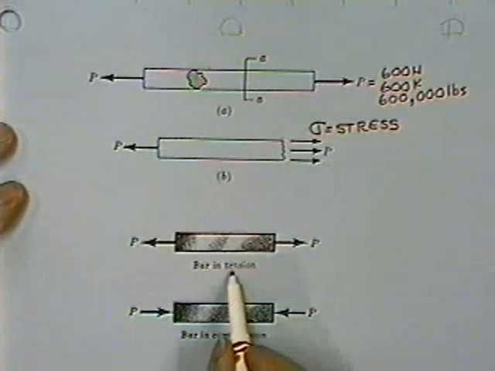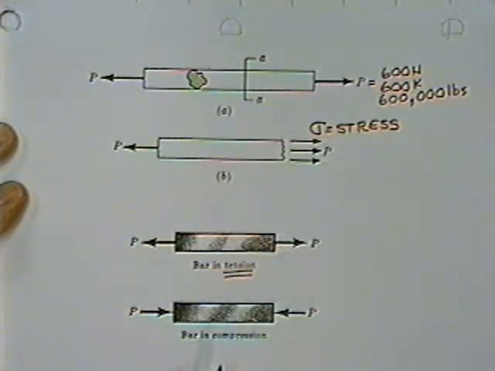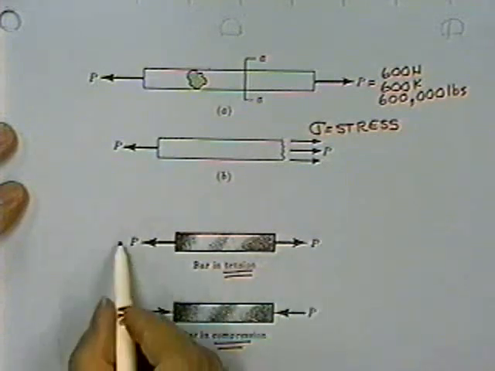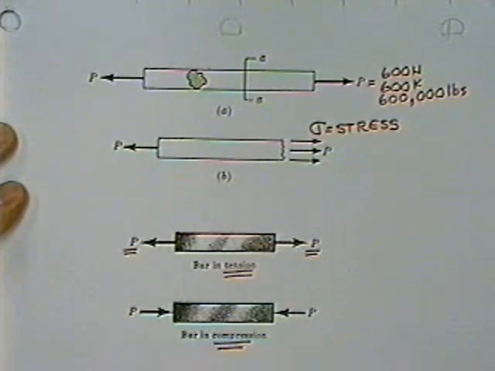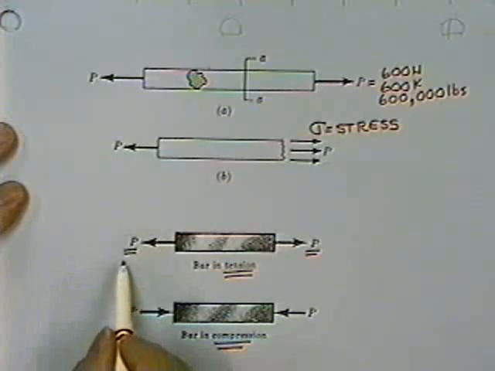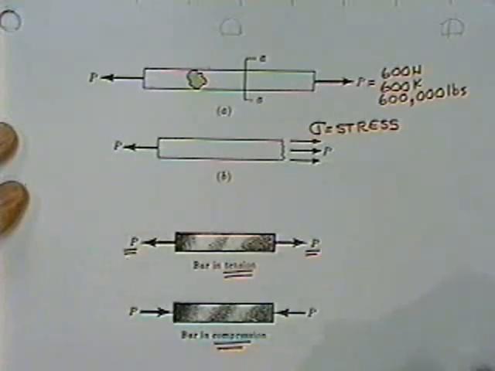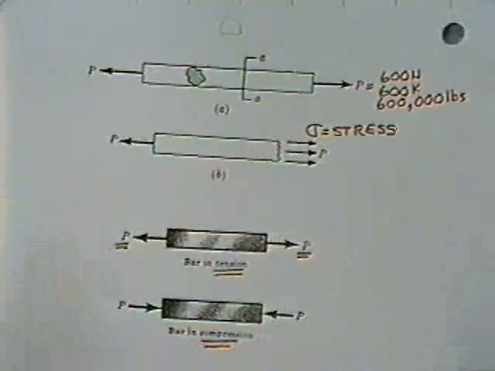To make sure we know what tension is and compression: when the bar is stretched, when it has a tendency to get longer, we're talking tension, and when it is squashed, we say it's in compression. The load P on the left end has to equal the load P on the right end, or the bar takes off down the road and we get to go down the road for free. So you'll always have these loads on the ends of the member equal.